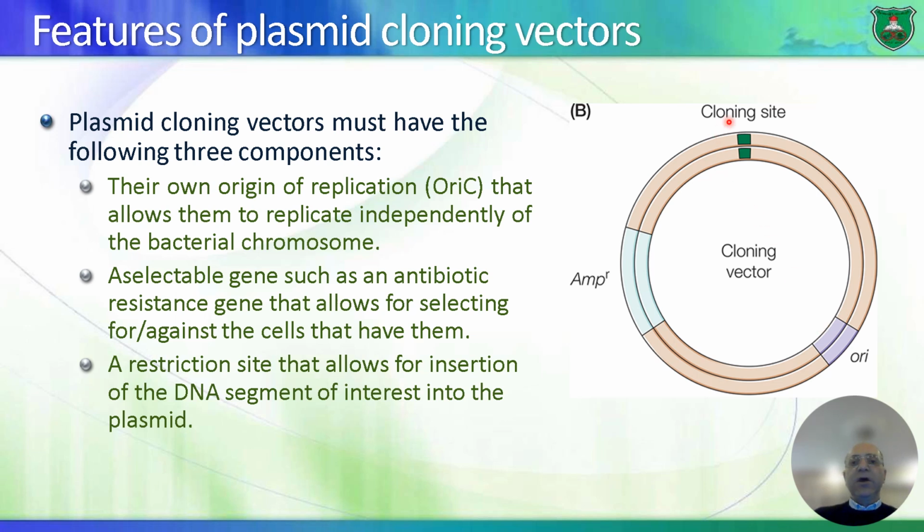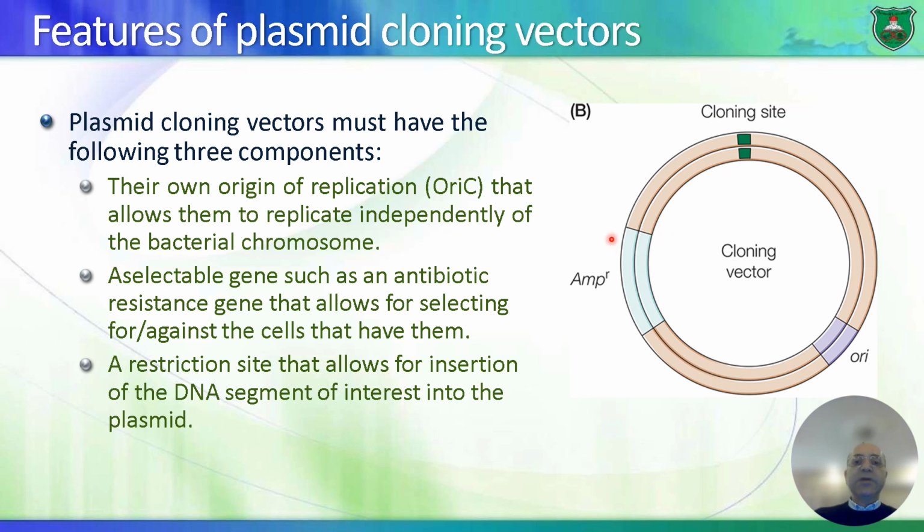They should also have a cloning site. That is a restriction site, a site that is recognized by a restriction endonuclease. Now the site is opened by this restriction endonuclease, creating cohesive ends, so that when we add the DNA that we're interested in cloning, they can hydrogen bond with each other.